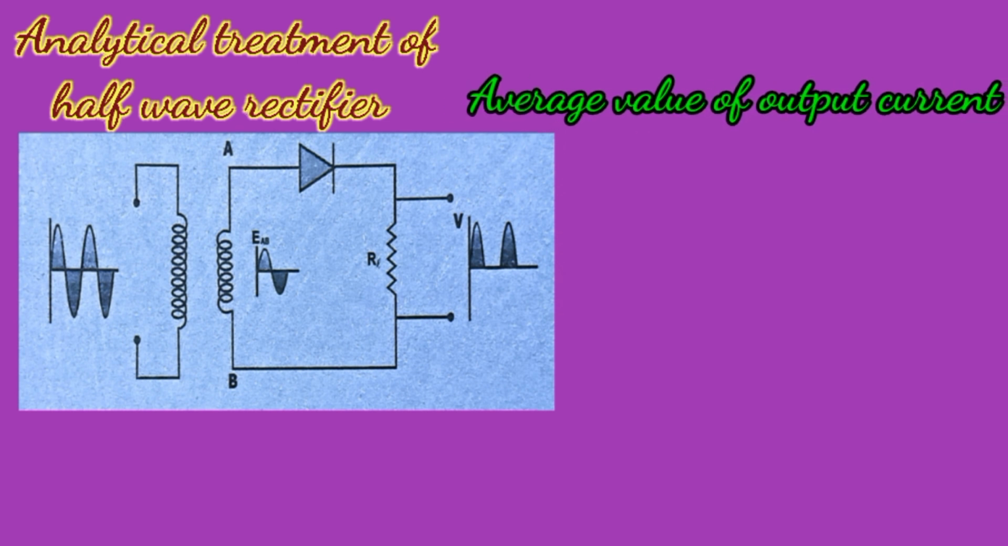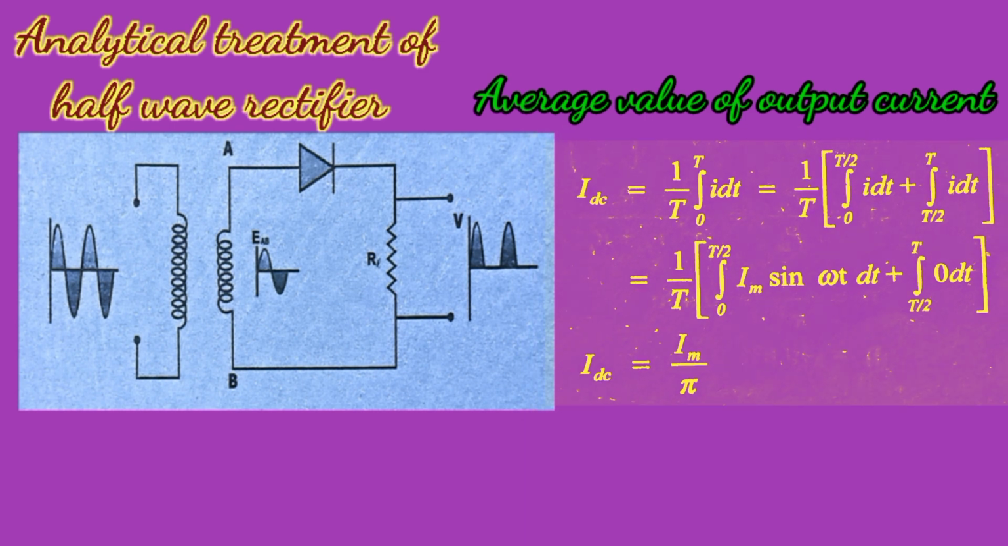Now let us calculate the average value of output current. The average value of current is IDC equals 1 upon T integration 0 to T of I dt. Now let us divide it into two parts. So IDC equals 1 upon T integration from 0 to T upon 2 of I dt plus integration from T upon 2 to T of I dt, equals 1 upon T integration from 0 to T upon 2 of Im sin omega t dt plus integration from T upon 2 to T of 0 dt, because for the second half cycle I will be 0. So IDC equals Im upon pi.